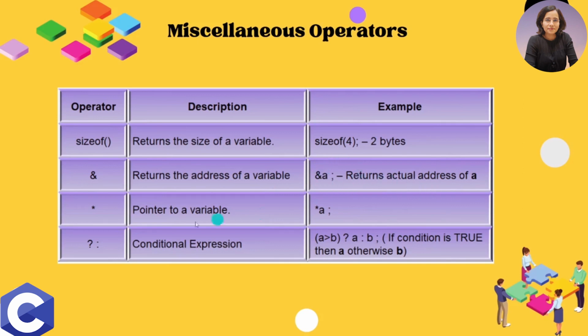Next we have star. It is used in pointers. And then we have this ternary operator. It is also used for conditional expressions. It is an alternative for if.